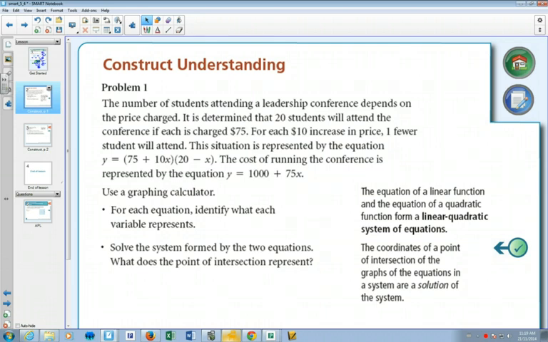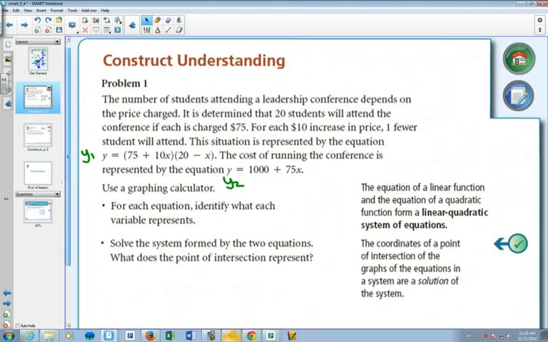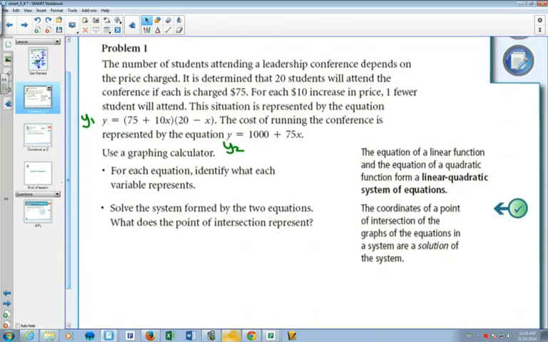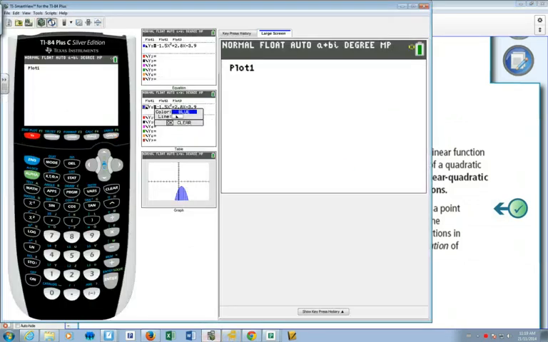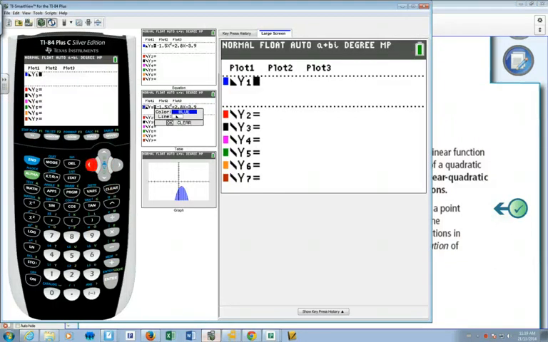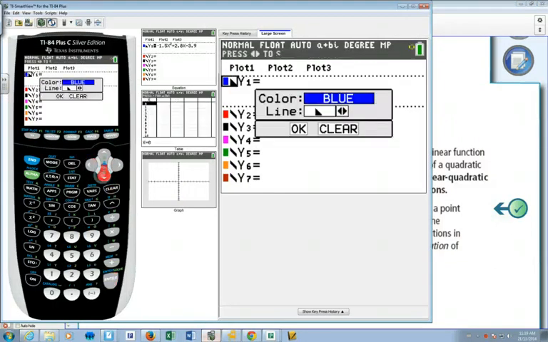What we're going to do is we're going to graph each of these things. What we're going to also have to do is try to figure out a window that's going to be appropriate. So what we're going to do to start with is plug this equation into y1 and this equation into y2. So here's our graphing calculator. Y equals, clear things out. Let's change this back to a line.